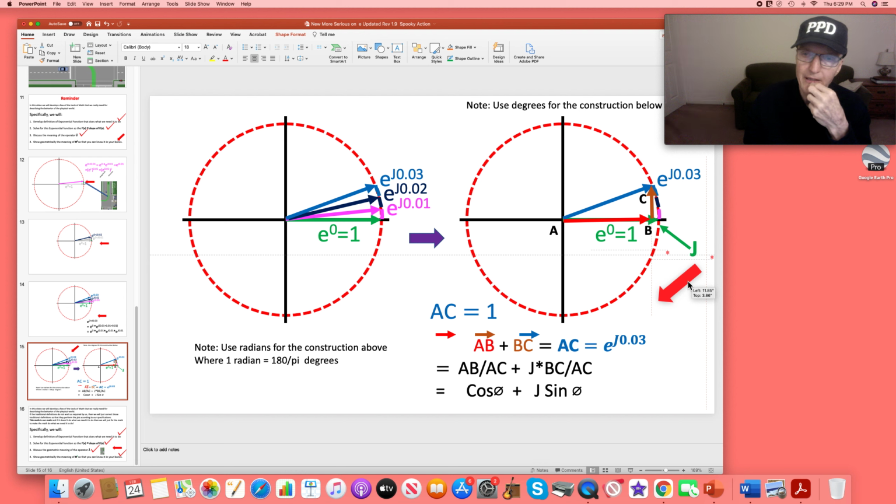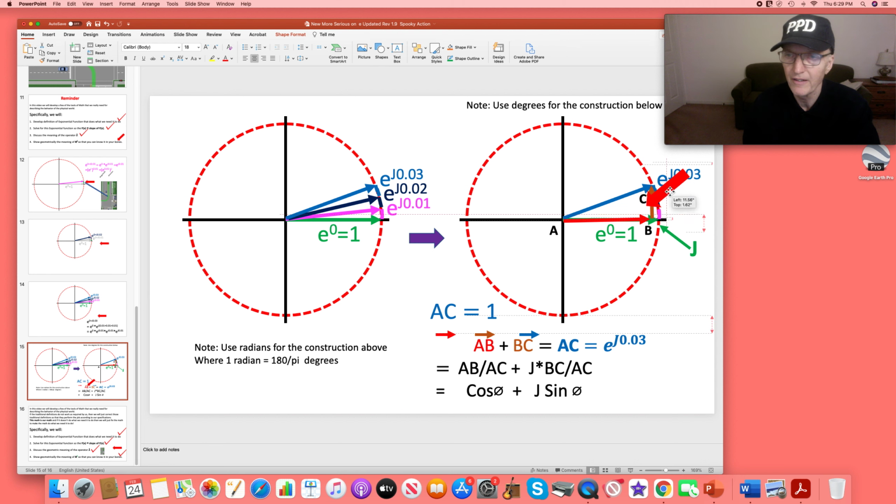Now, we know that, so what we have here, I'm going to write it algebraically. First of all, AC equals 1. That's because it's on a circle with radius e to the 0 equals 1. Okay, so that's true. Now, I want to talk vectors for a second. If you look at this, AB plus BC is equal to AC. That's in vector talk, right? Okay. So I'll show you with the red arrow. AB plus BC is equal to AC, okay?